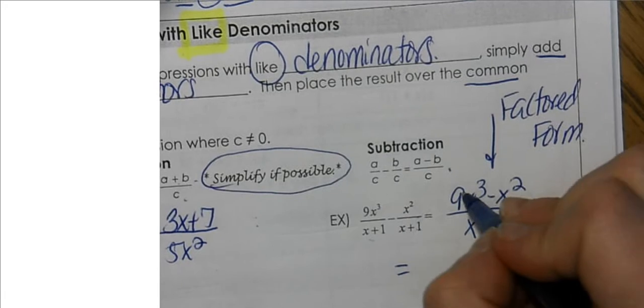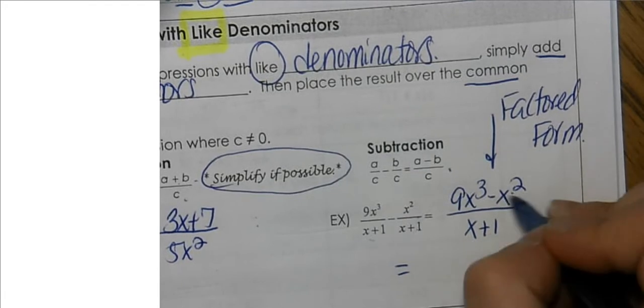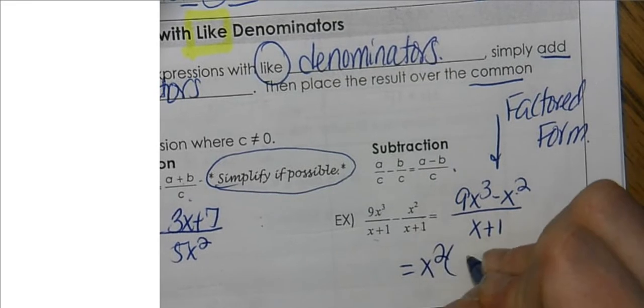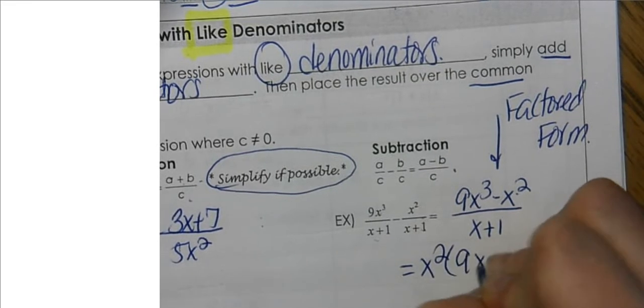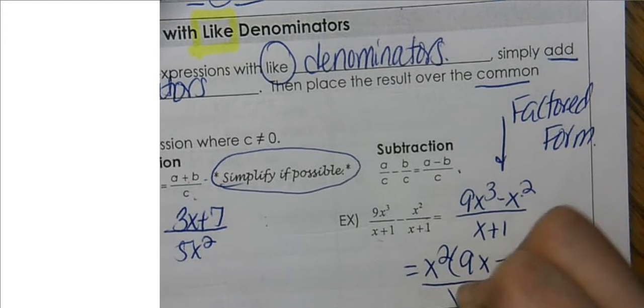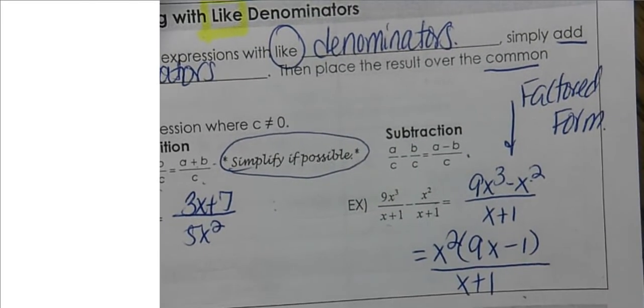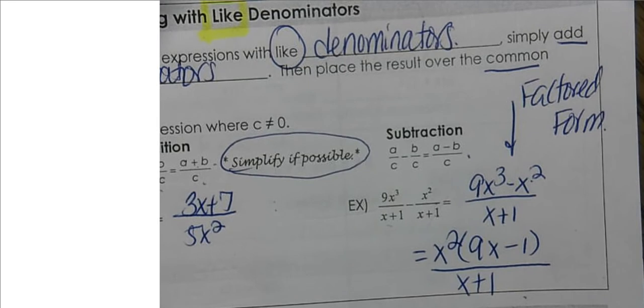So in this problem, the two terms in the numerator both have in common an x squared, with our leftovers being a 9x minus 1. This is all over x plus 1. The nice thing about factored form is that it gives you an idea of what can be canceled and what can't be canceled. Remember that in order to cancel, the main operation in both the numerator and the denominator has to be multiplication in order for you to be allowed to do that.